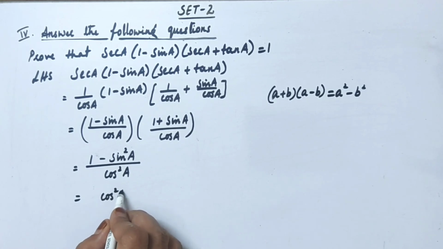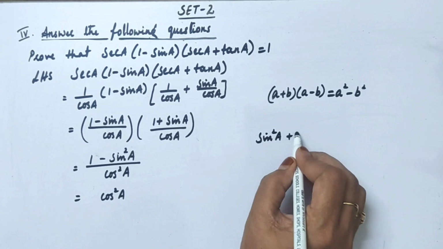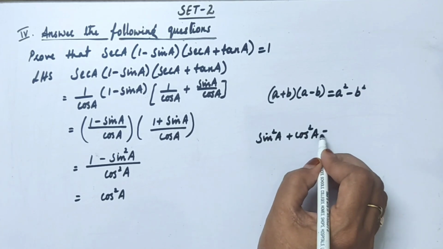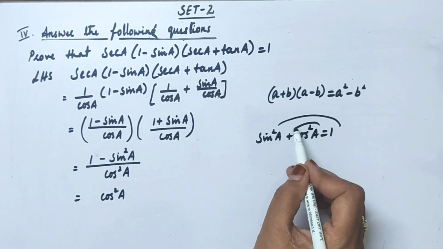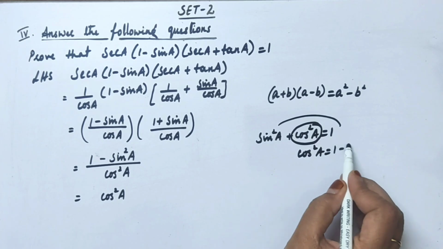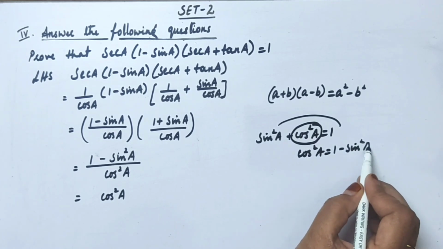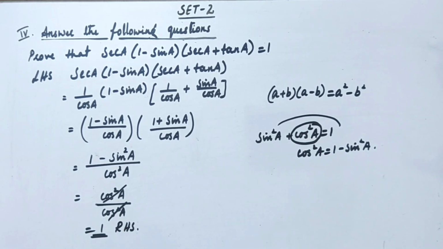Will be cos square. This is the identity. What is it? Sine square A plus cos square A equals 1. So if I shift this to the other side, I am going to get cos square A equals 1 minus sine square A. Fine. Now upon cos square A. Cos square A gets cancelled. We get 1, that is the RHS. Hope this is clear.